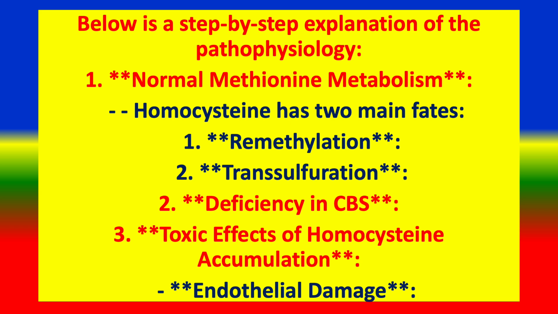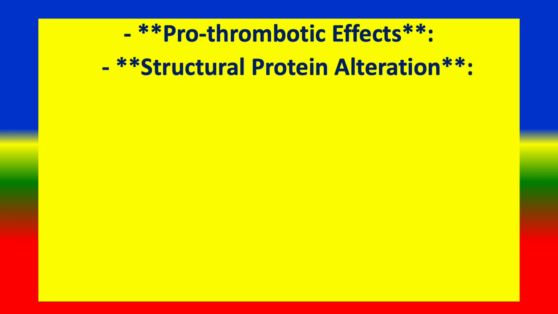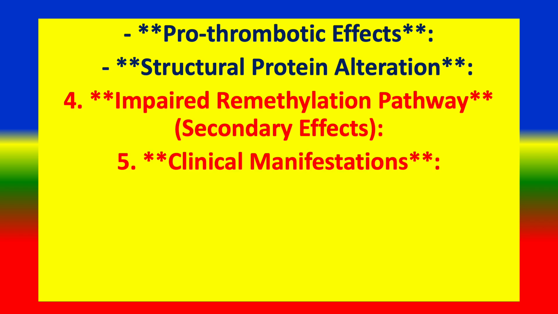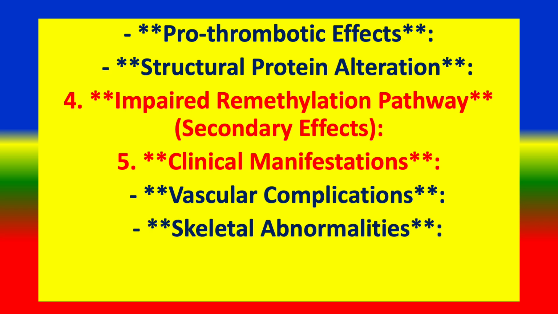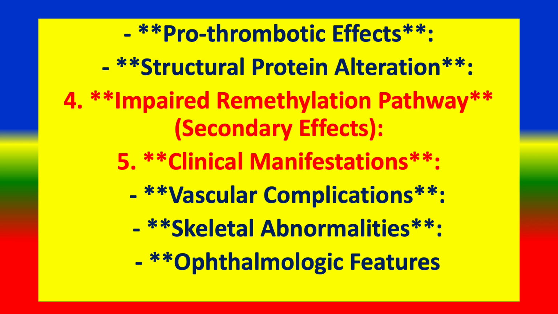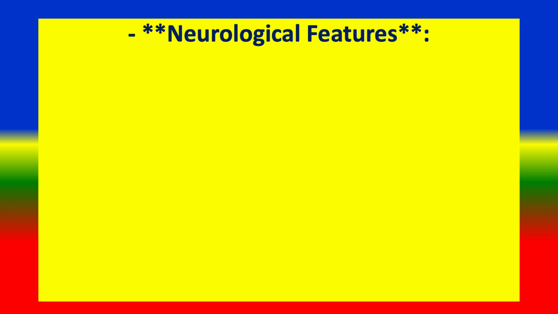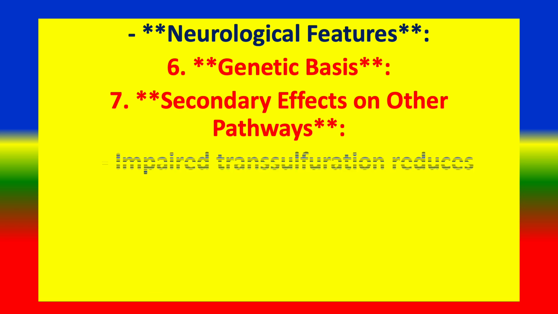Endothelial damage. Prothrombotic effects. Structural protein alteration. 4. Impaired remethylation pathway. Secondary effects. 5. Clinical manifestations. Vascular complications, skeletal abnormalities, ophthalmological features, neurological features. 6. Genetic basis. 7. Secondary effects on other pathways.